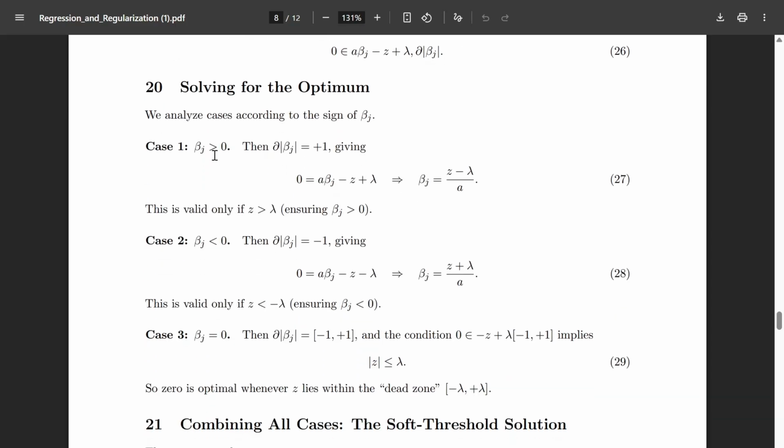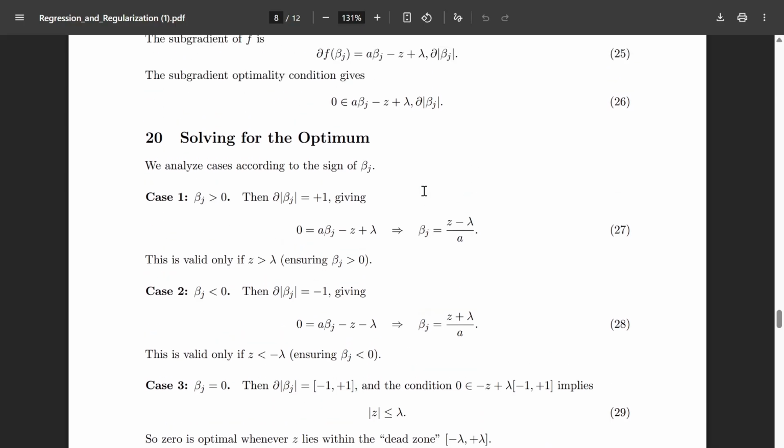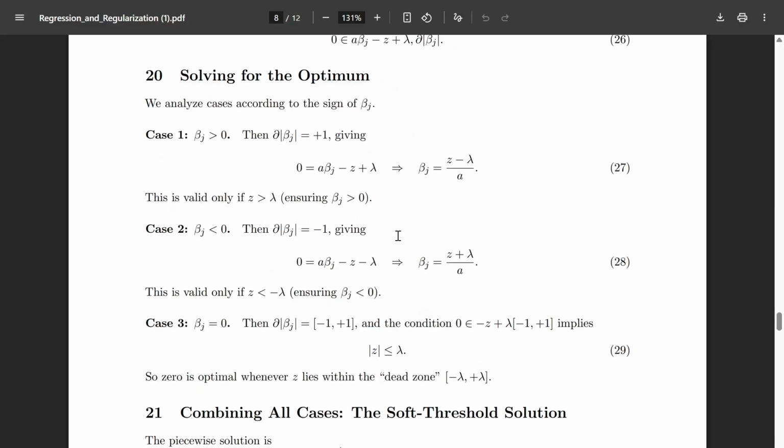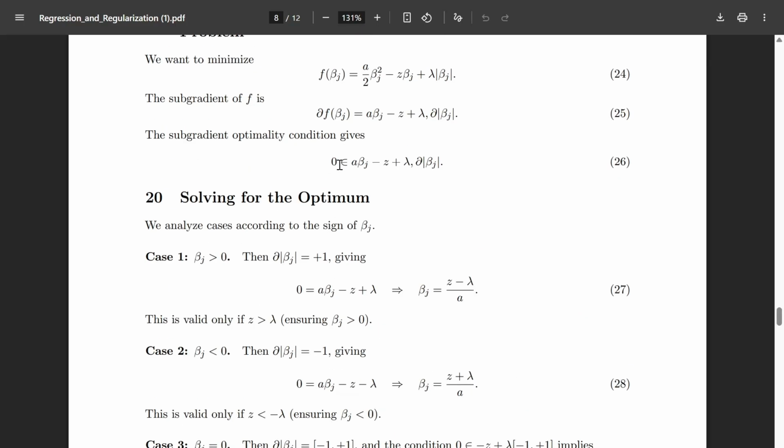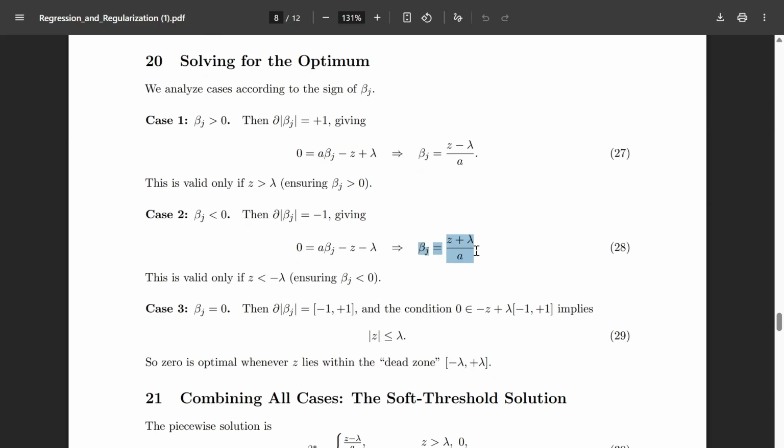To interpret this, there are three cases. When beta j is greater than 0, then beta j is going to be z minus lambda by a, where z is just this z. When beta j is less than 0, in that case beta j is z plus lambda by a, because again you are just setting the derivatives to be 0. This is exactly what you're trying to do. You're trying to find a closed form solution to the Lasso regression problem. So you find beta j for when beta j is less than 0, and also for when beta j is greater than 0, which basically means that you're trying to find optimals for all possible values of beta j.